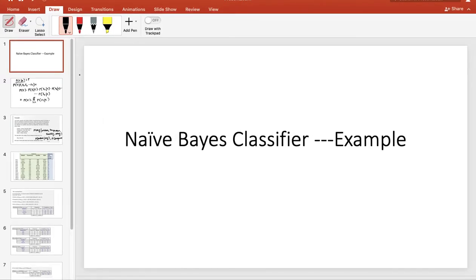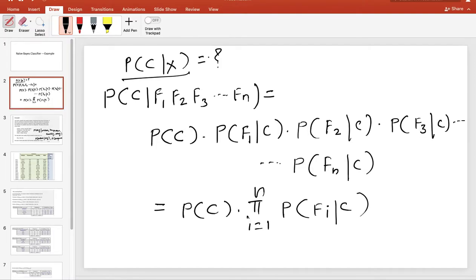So, naive Bayes classifier example. In the earlier video, we saw how the naive Bayes classifier works. In naive Bayes classifier, the problem statement is: given a data point x, which class will it belong to? That is the question we are asking.